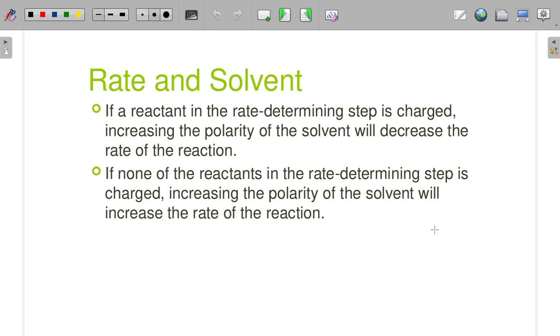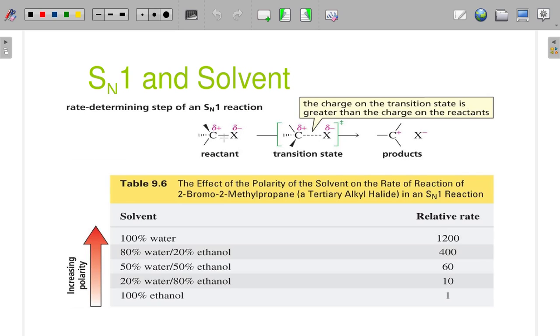All right, so the rate of our reaction will be affected by the solvents. Now, this is mainly for SN2, but we will see that all solvents affect the same thing on that slow step. So it turns out if the reactant in your rate determining step is charged, if you increase the polarity, you'll decrease the rate. Now, what I meant by that, let's think about just a sample SN1 reaction. We know that when we start with our alkyl halide, when we finally make it here, we're going to have a charged product, but we're focusing on the transition state.